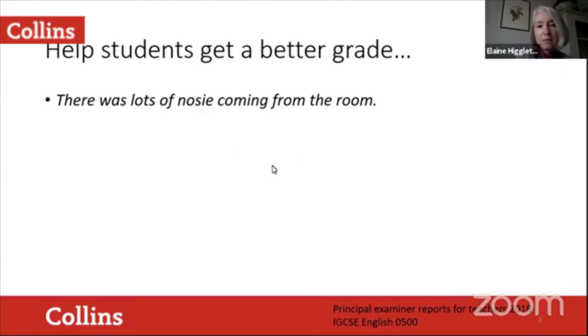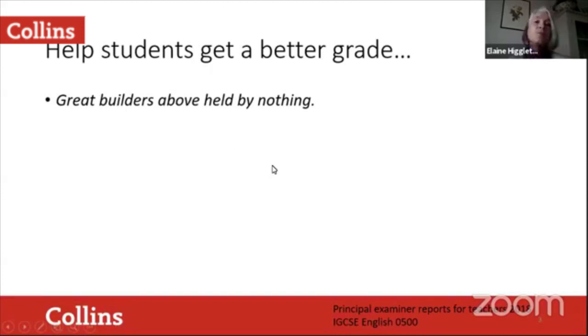Let's move on to the next one. There we go. What's wrong here? What's wrong in this one? It's hard to see what this sentence means. Again, it's from the IGCSE exam, 2018. What do we think might be wrong here?